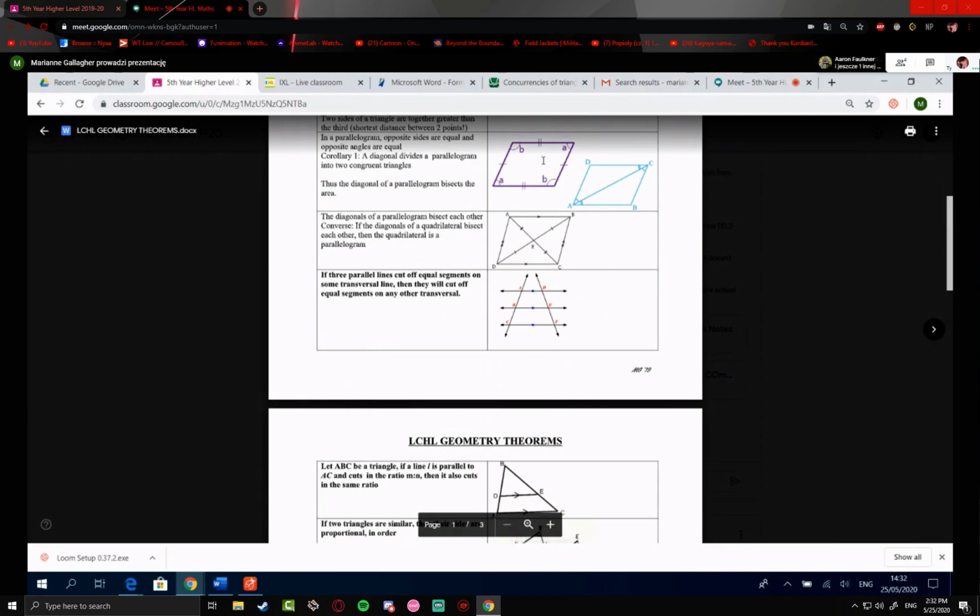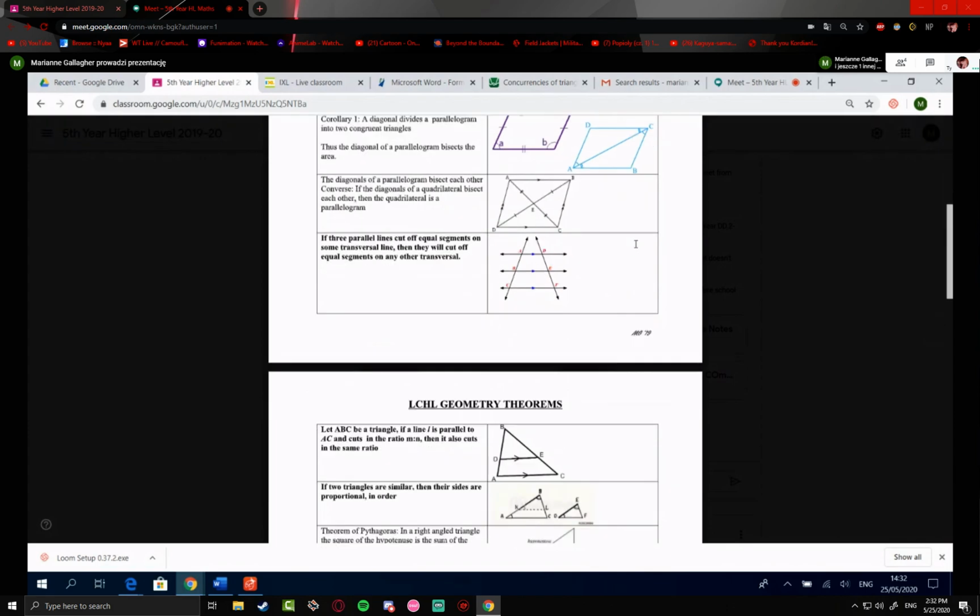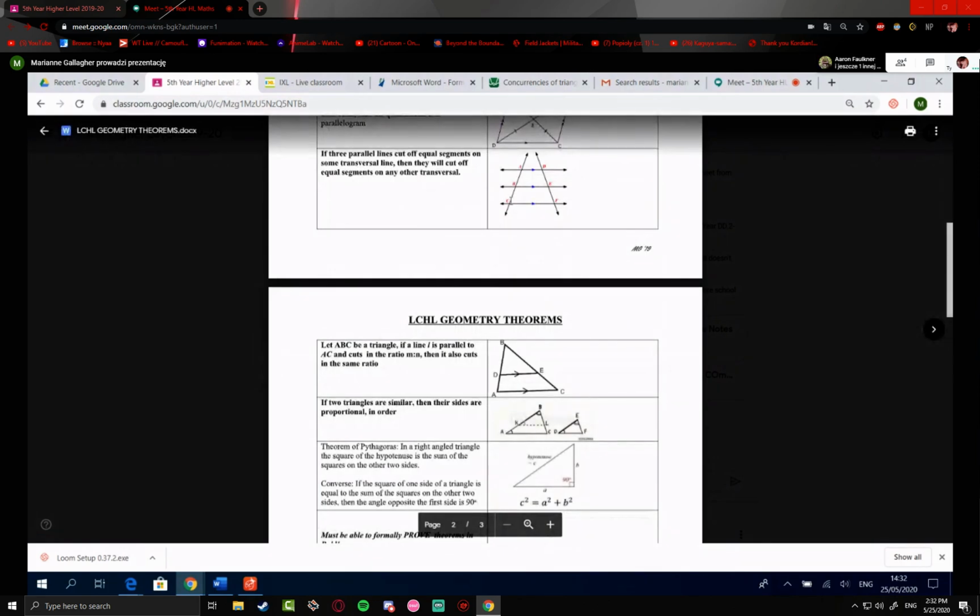Parallelogram: opposite sides and angles are equal, and the diagonal divides it into two equal triangles, and the diagonals bisect each other. And then the next three bits are kind of the important ones really for Leaving Cert. So these are the key ones.